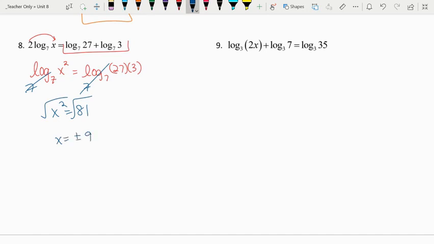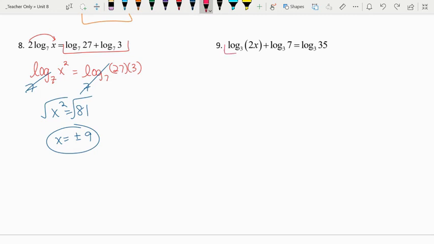Now again, you might not have remembered that it's a plus or minus. The minus doesn't work anyway because we have a, oh, actually it does. It does work. So it should be plus or minus. Because that does work because we're really talking about x squared, not just x. And negative 9 squared is positive 81.